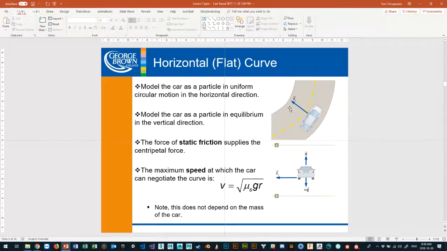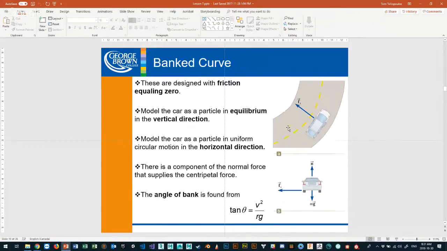But that's the relationship that we're talking about here, okay? All right, so we've got this bank curve, right? So one is a flat curve, the other one is a bank curve. And usually the reason why we have a bank curve is we want to help the car not fall off the rails, if you will, okay?